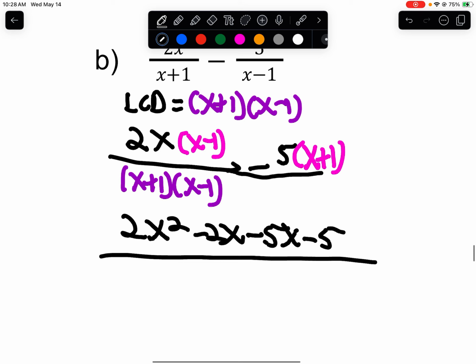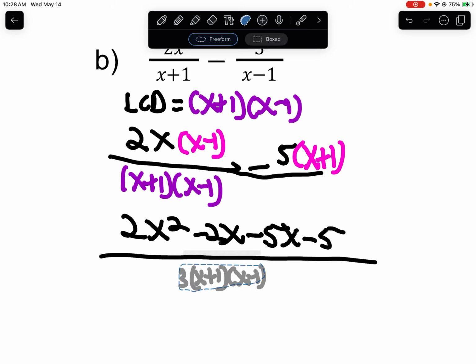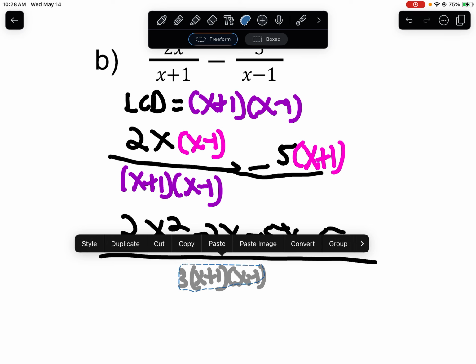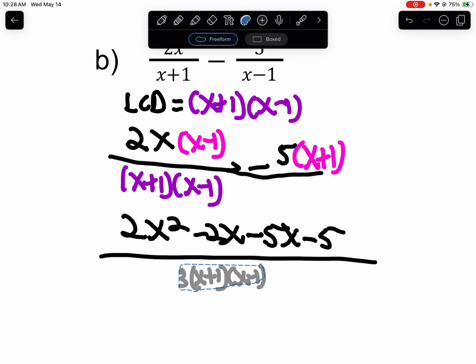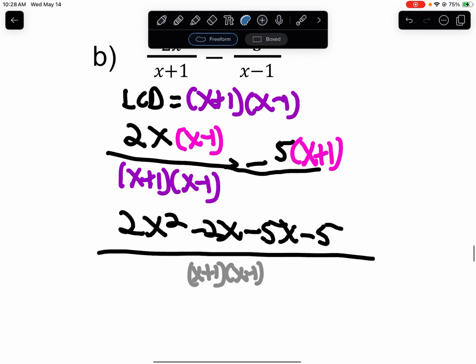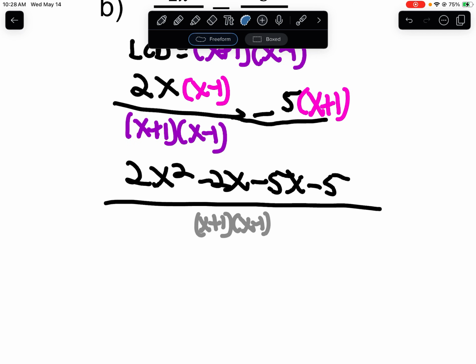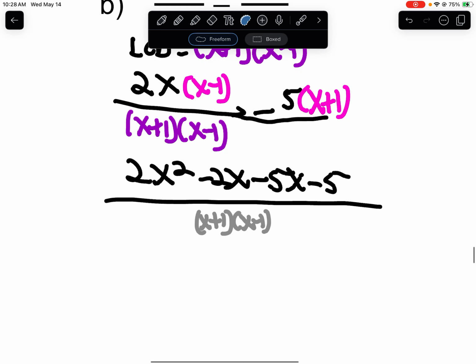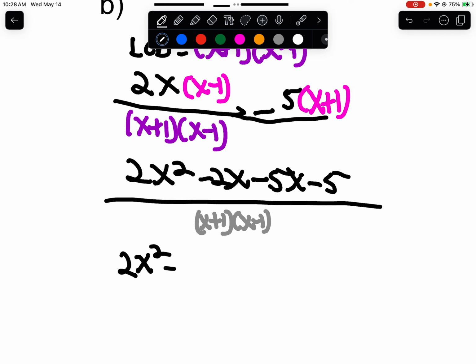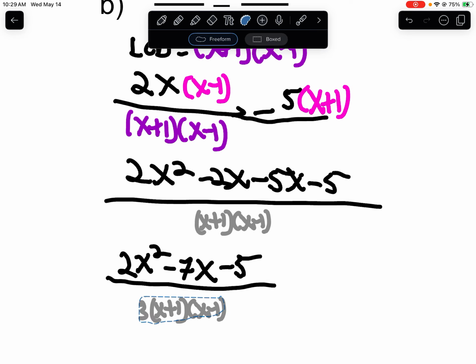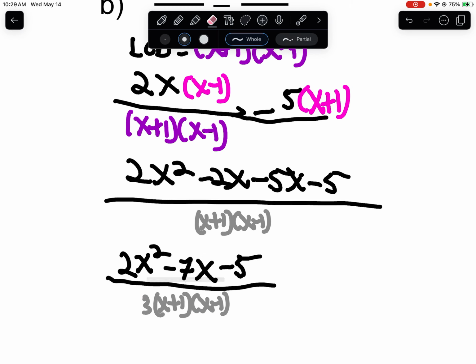the LCD. Let's see if I had saved it. I did, but it's in gray. Oh no, it has a 3 on it, so I'm going to kill that 3. Okay. All over that LCD. Just combine like terms, right? You got 2x squared minus 7x minus 5 all over the LCD. Okay? Without the 3.